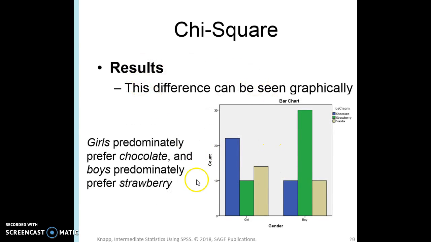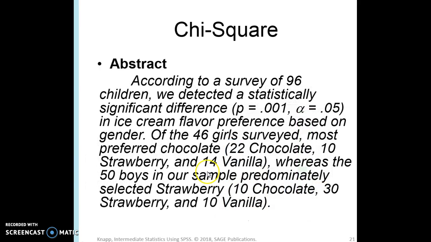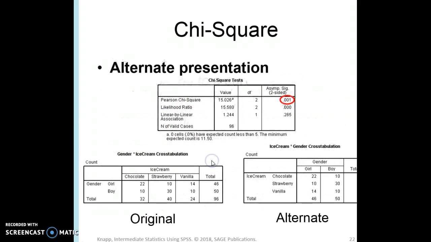Here's the results in terms of a graph. Chi-square is good at making a graph for you. Girls' preference for each of the ice creams: chocolate, strawberry, and vanilla. And the abstract, a typical abstract, according to the survey, 96 children were detected. We detected a statistically significant difference. You can do this.